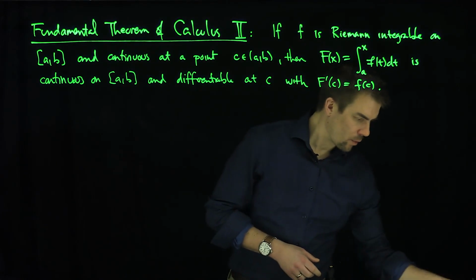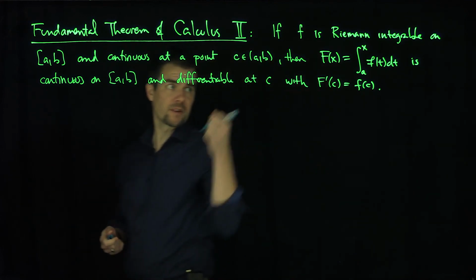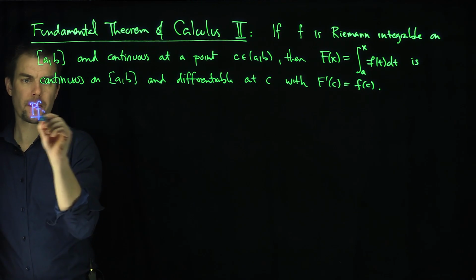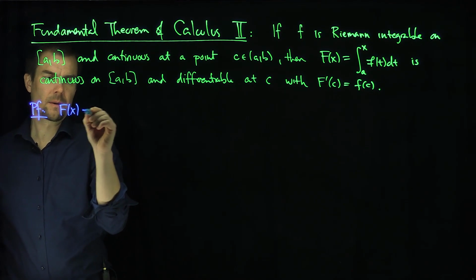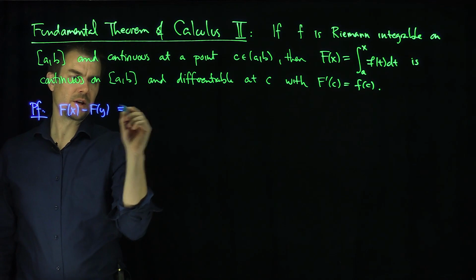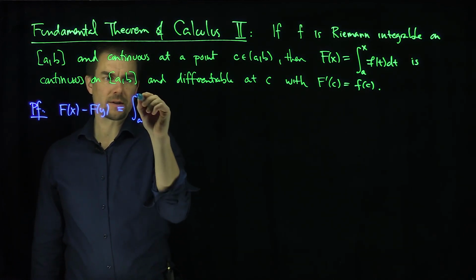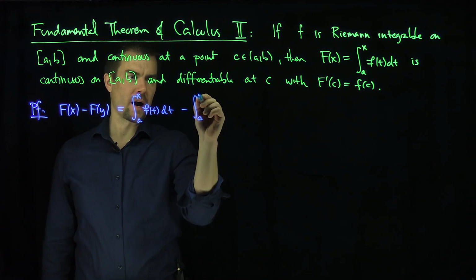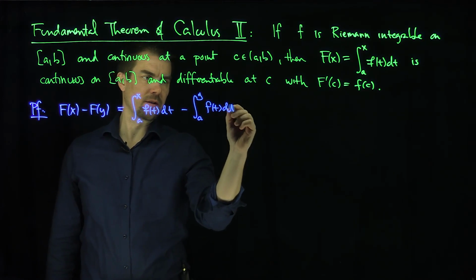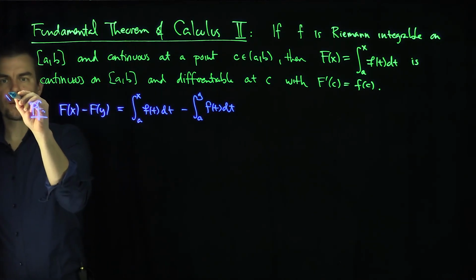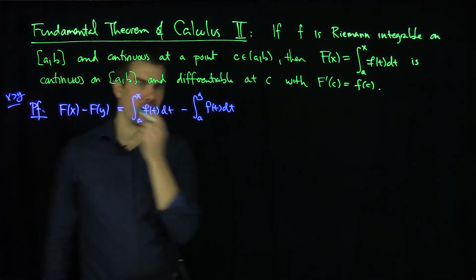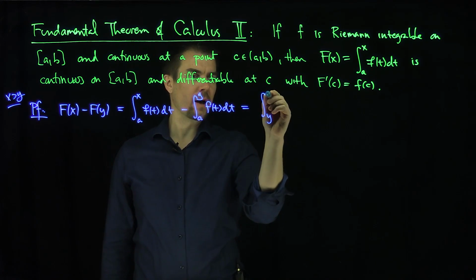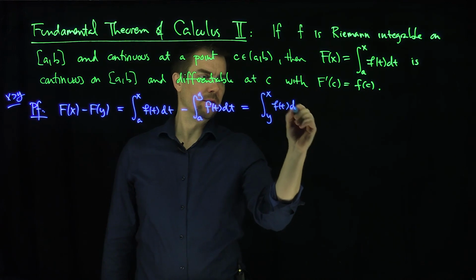So how do we prove this? Well, the first part of the proof is straightforward because this function capital F is actually Lipschitz. So notice, proof: F of x minus F of y is equal to the integral from a to x of f of t dt minus the integral from a to y of f of t dt. Without loss of generality, assume x is bigger than y, then the integral from a to y will cancel out. So we're going to have the integral from y up to x of f of t dt.